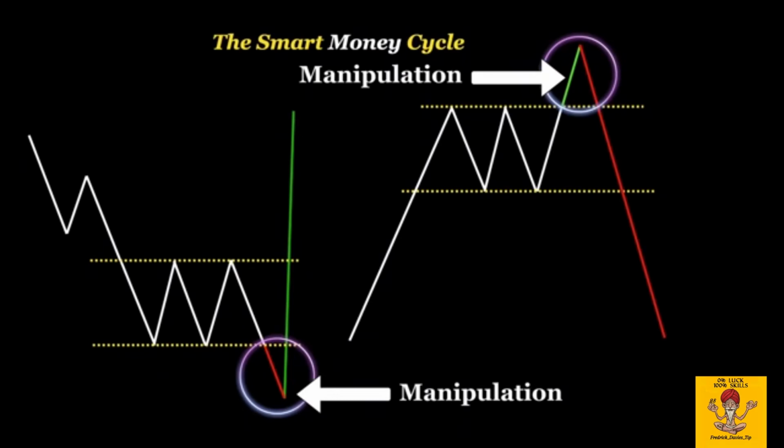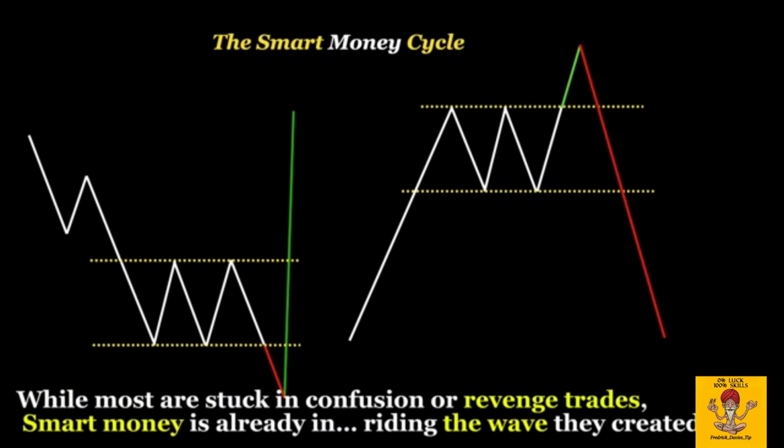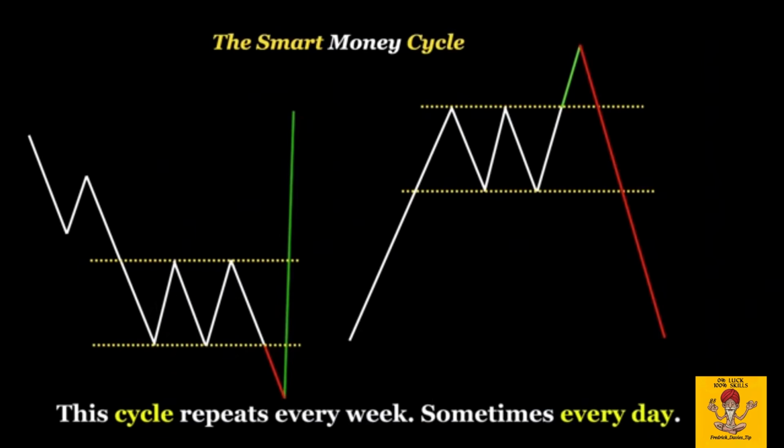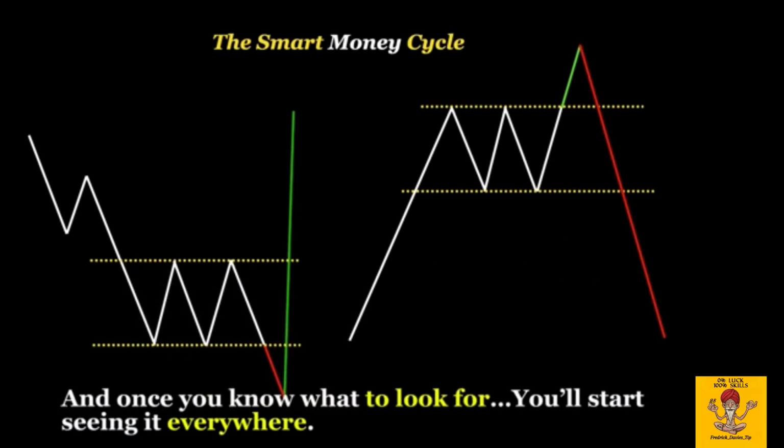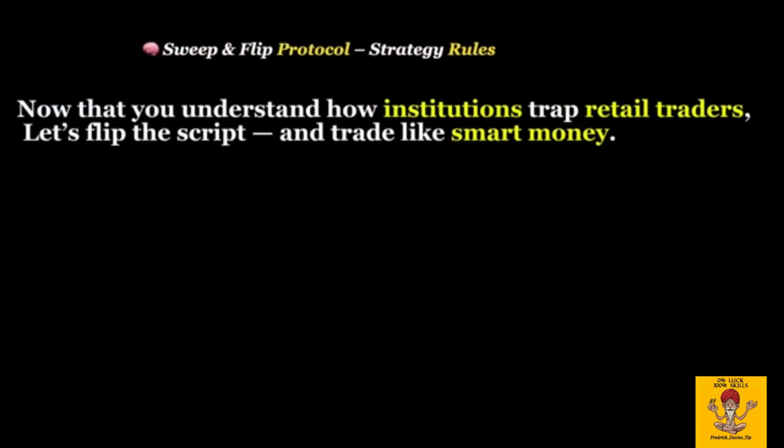This is the money move. The clean, directional trend that leaves retail behind. While most are stuck in confusion or revenge trades, smart money is already in, riding the wave they created. This cycle repeats every week, sometimes every day, and once you know what to look for, you'll start seeing it everywhere. Now that you understand how institutions trap retail traders, let's flip the script and trade like smart money.